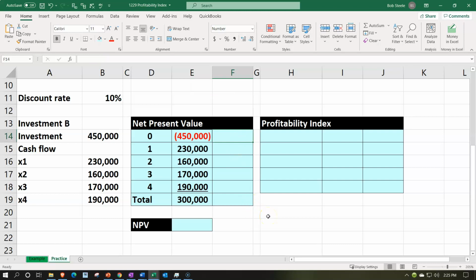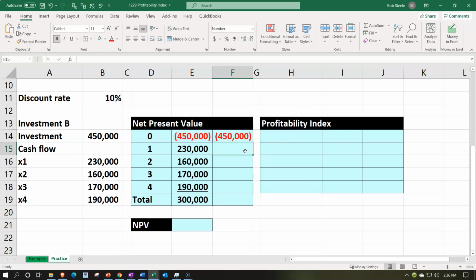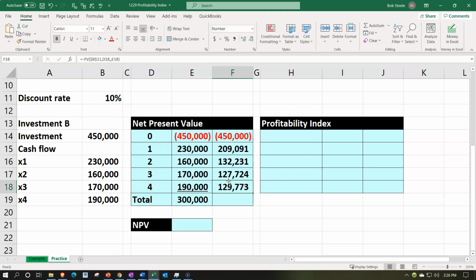What's that look like? We'll say negative present value, shift 9. The rate's going to be the 10%. I'm going to make that an absolute reference, F4, $ sign before the B and 11, comma. Number of periods is going to be that 0, comma. Future value 450, which is the same amount, but when I copy it down, autofill that down. And then I'm going to double check by clicking somewhere that we are picking up the 10%. Everything looks like it's calculating properly.